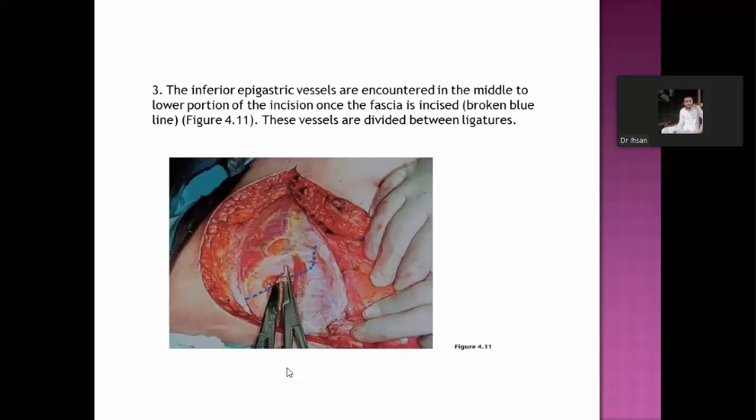Third step, the inferior epigastric vessels are encountered in the middle to lower portion of the incision. Once the fascia is incised, these vessels are divided between ligatures, as you can see in the broken blue line.